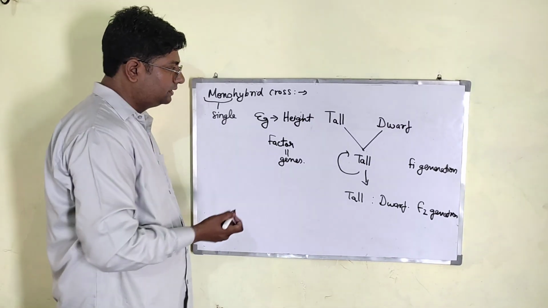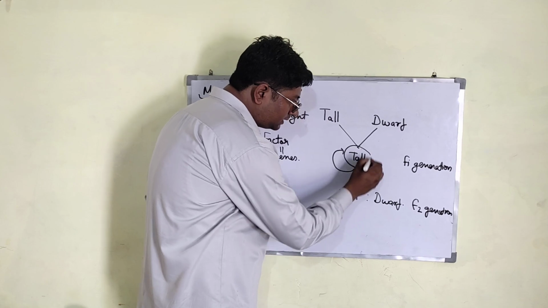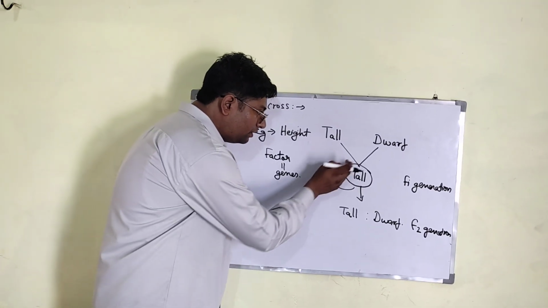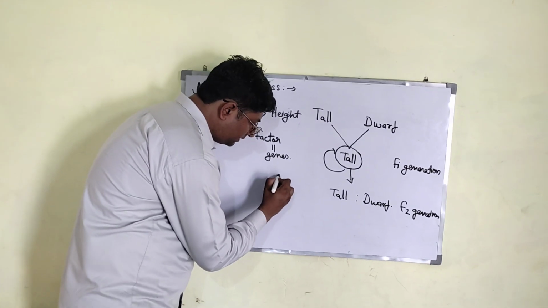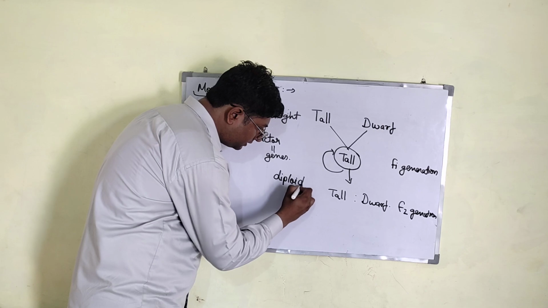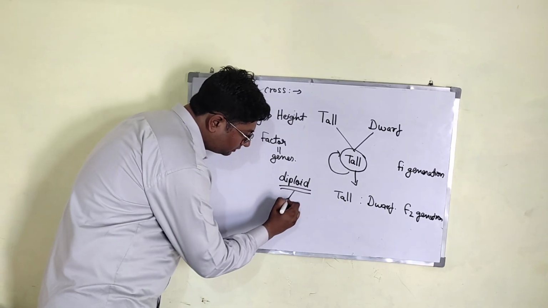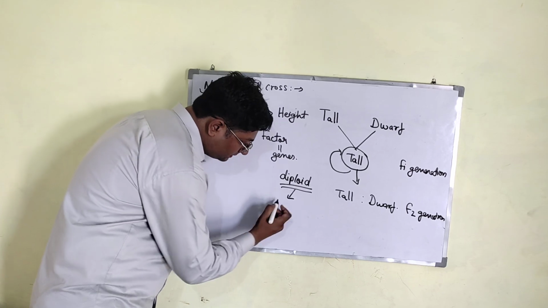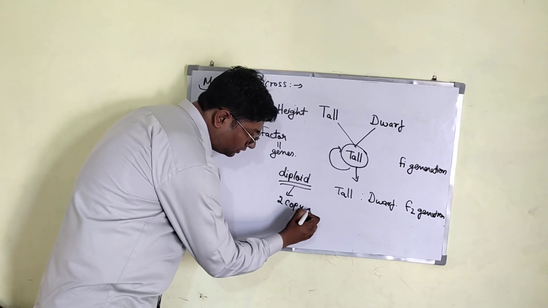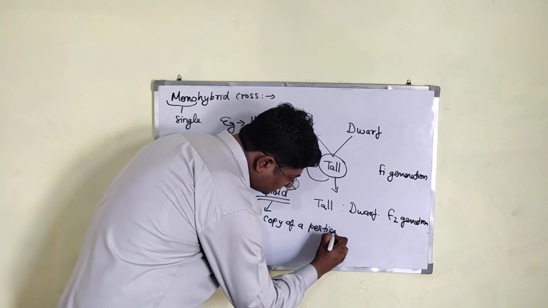As we know, for the F1 generation plant, 2 parents are required. It means that all the plants have a diploid genotype. What kind of genotype? Diploid genotype. Diploid means that there are 2 copies of a particular gene.